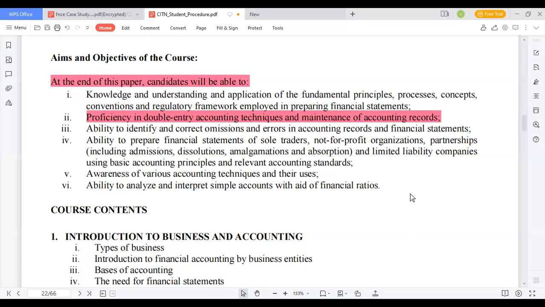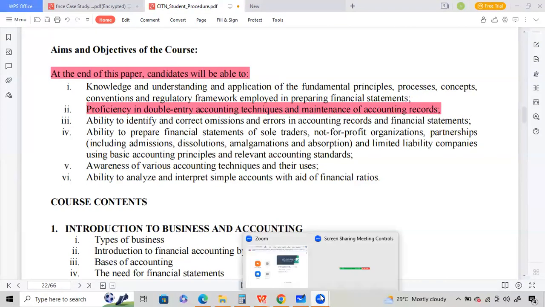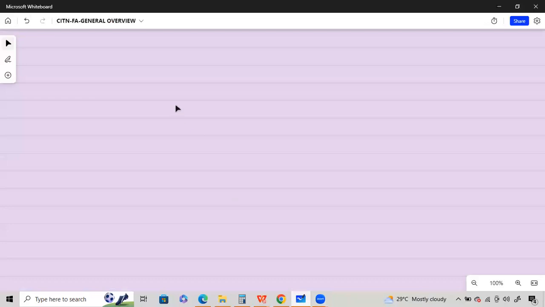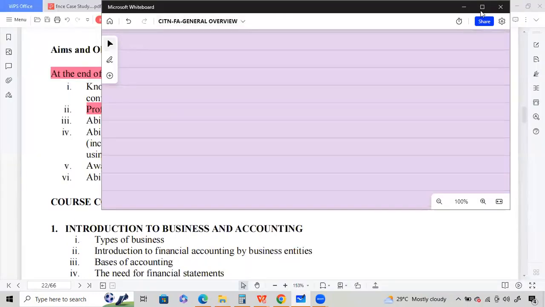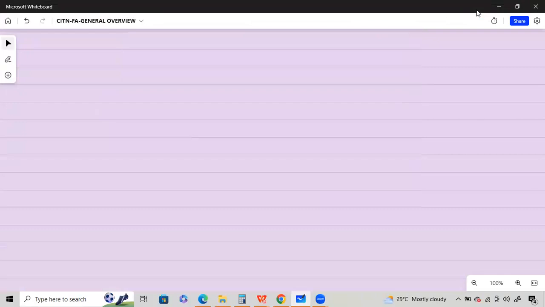And maybe some of us, let me share my full screen, some of us could have had some basic understanding of accounting before: that in accounting, there's going to be a debit, and there's also going to be a credit as well.